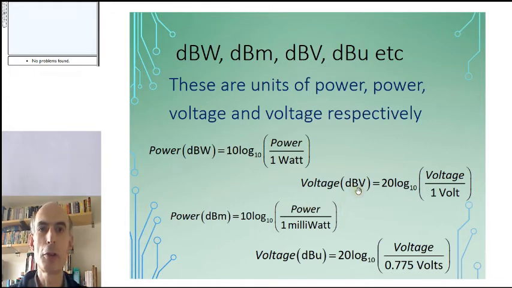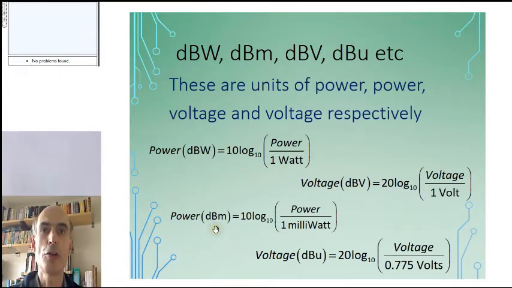We can do a similar thing with voltages and express any voltage in dBV by taking the ratio of our voltage to the reference of 1 volt, multiplying the logarithm of that by 20 because it's a voltage ratio, not a power ratio, and that gives us a method of expressing that voltage in dBV.